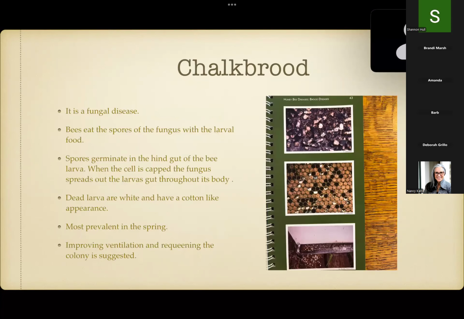Chalk brood, that's another crazy one. What color is chalk? Chalk is white. This is a fungal disease. Bees eat the spores of the fungus with the larval food. And then these little larvae, they're all happy to develop in their little cell. And this freaking fungus, like a mushroom, it develops these little strings. And that little larva, it goes through and it mummifies the entire larva and it turns it bright white. They have a cotton-like appearance. They're almost soft. This happens, it's most prevalent in the spring. They suggest improving ventilation and requeening the colony. Again, not a big deal.